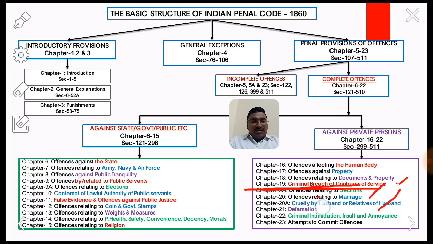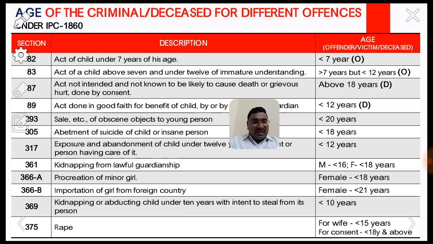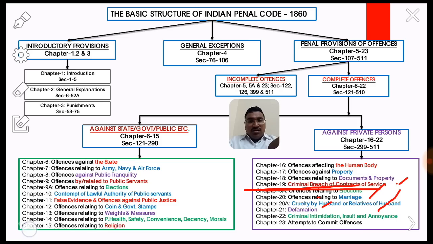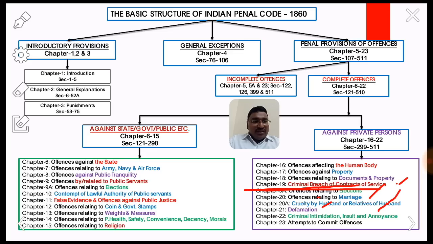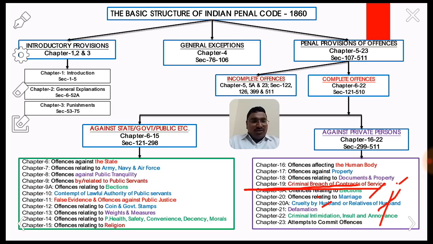Chapter 21 with regard to defamation. Chapter 22 deals with criminal intimidation, insult and annoyance. Chapter 23 deals with attempts to commit offenses.